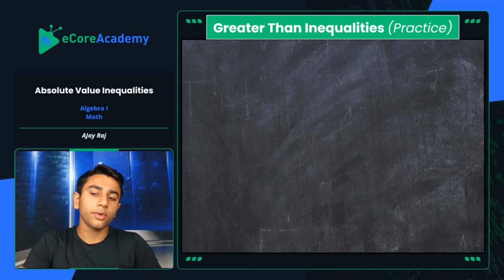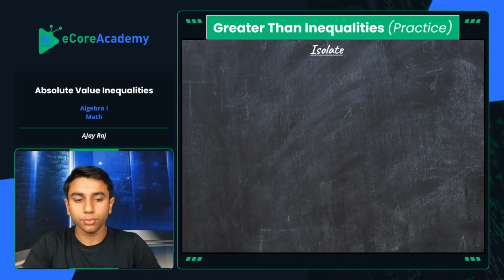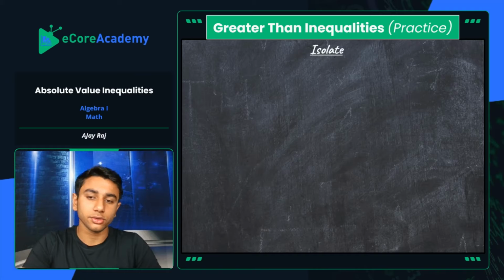All right, now let's take a look at a greater than inequality practice problem, actually putting it to work and taking an example. So let's start off with our first step, called isolation, repeating the same steps as our less than. The only part that's different is our final answer.